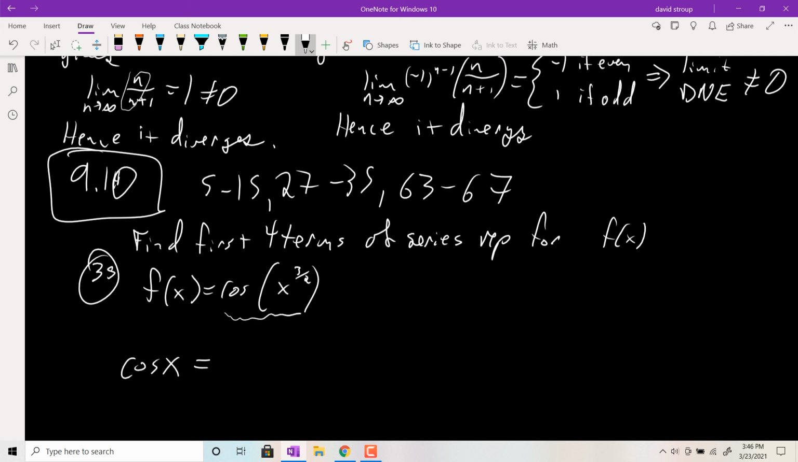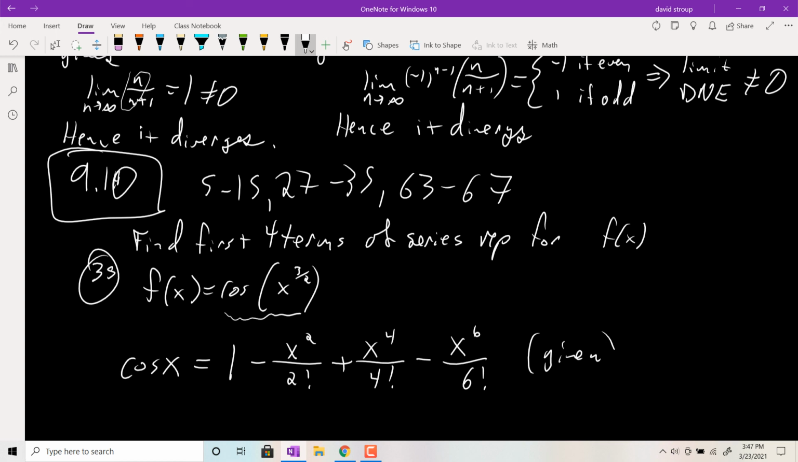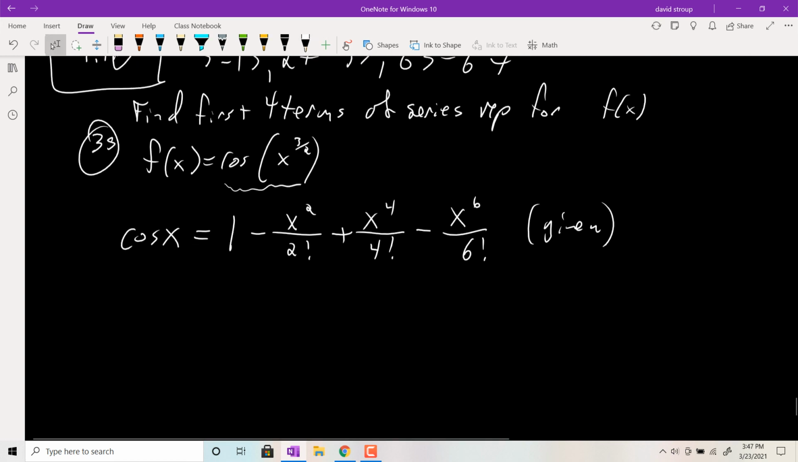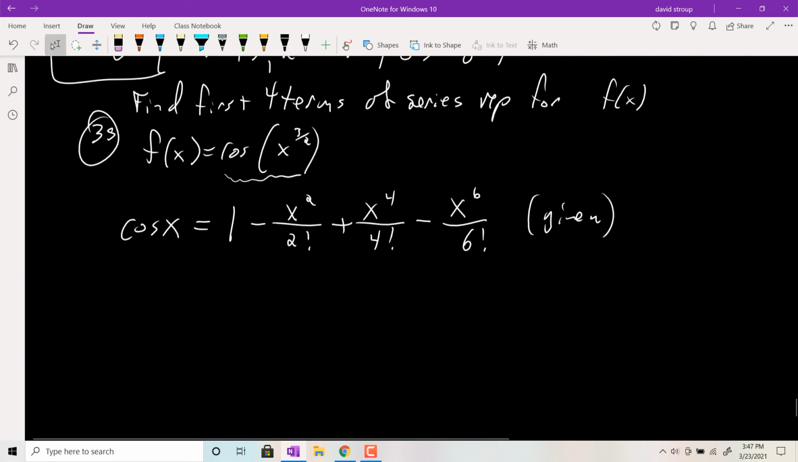So you start with the cosine x, supposing you got it on a previous problem, or I give you the formula on the test, or you have it memorized. I just need the first 4 terms, basically. So this will be given on this problem or in a previous problem. Then you can find the series for cosine of x to the 3/2, and this should go on and on forever, by just doing a substitution, right?